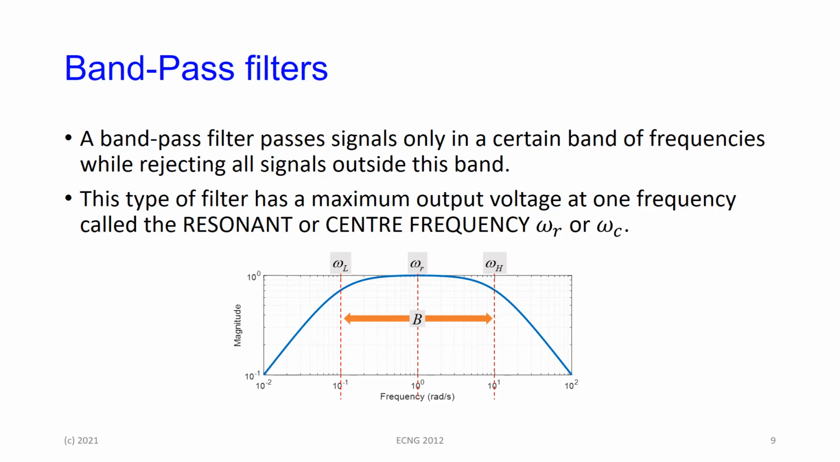Right, so let's look at the other 2 filters that we still have to discuss. The first one is a bandpass. Remember what the bandpass does. It only allows signals in a certain range of frequencies to get through, and it rejects everything outside of this. That range is a band called a pass band. And this filter typically has a maximum output at one value called the resonant or the center frequency of it. So the diagram below shows what this sort of behavior is.